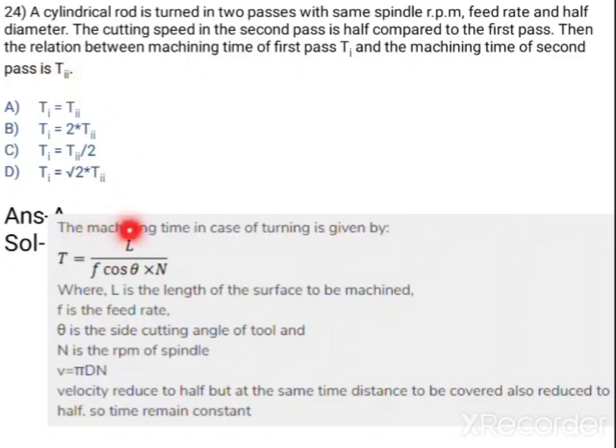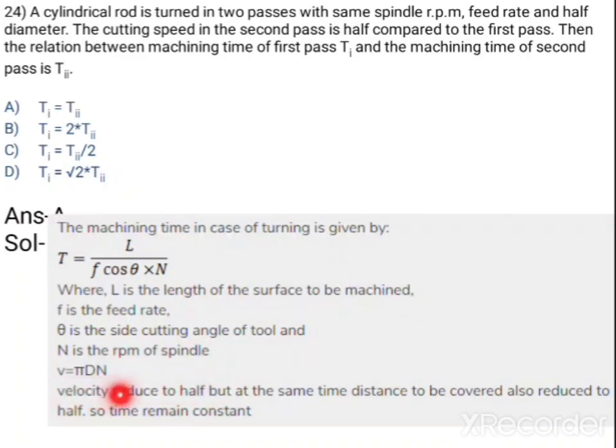So machining time in case of turning is given by T is equal to L divided by F cos theta into N, where L is the length of the surface to be machined, F is the feed rate, theta is the side cutting angle of the tool, and N is the RPM of the spindle. So V is equal to pi dn. Velocity is reduced to half.